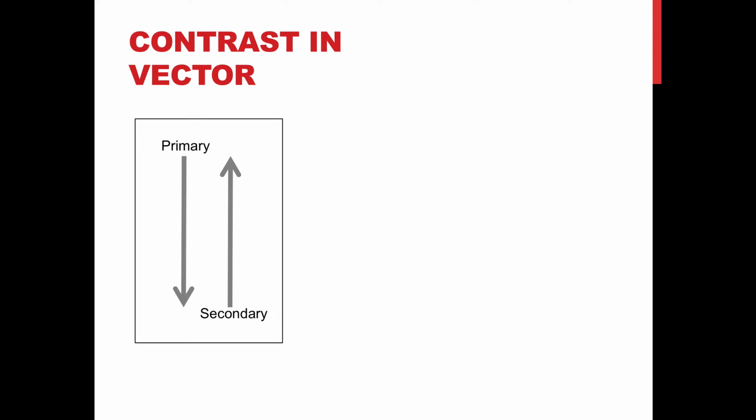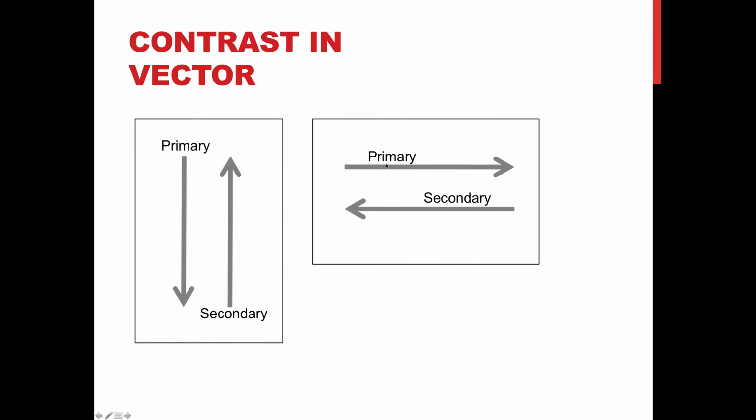You could have contrast in vector, which basically means where it is in XY space. So you could have your primary thing here and then you come down, whereas your secondary thing is towards the bottom and you expect people to work their way up. In the same way, they could start on the left and go to the right, or they could start on the right and go to the left.